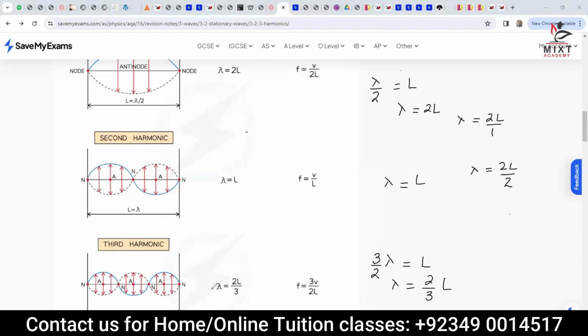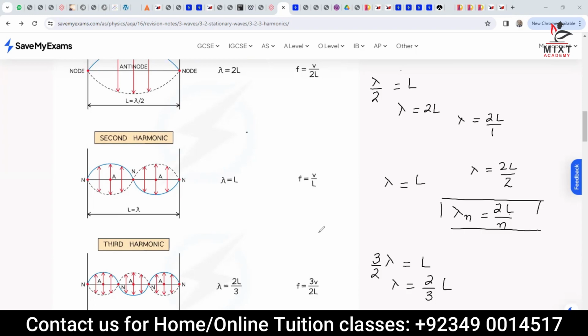Now how many loops? 1, 2, 3. So if you proceed this way, you check one thing: 2L is continuously common. So can I say that if there are n loops, it will be 2L/n? Can I say that? Yeah. So you found a wavelength formula for n number of loops, because length you mostly know. You only need to put the n value here and you will find the lambda.